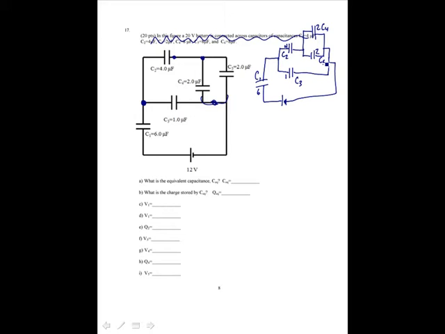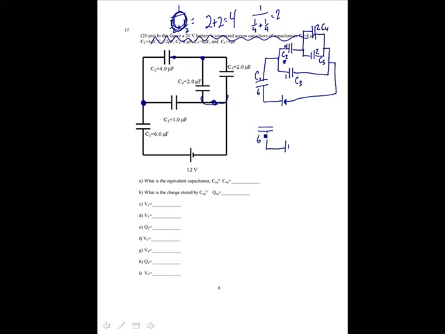Alright, the first thing you want to do is find the equivalent capacitance of C4 and C5. That's just 2 plus 2, which is equal to 4, since they're in parallel. And then combine that with C2, which is going to be 1 over 1 over 4 plus 1 over 4, which is equal to 2 microfarads. So I can redraw the circuit again.